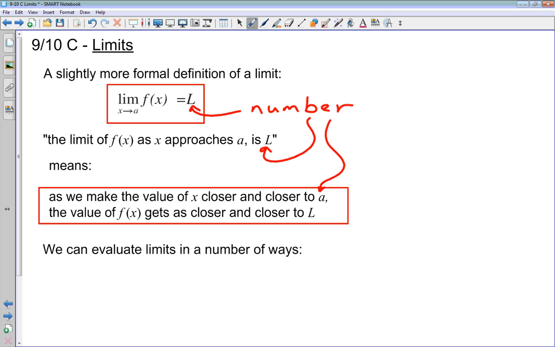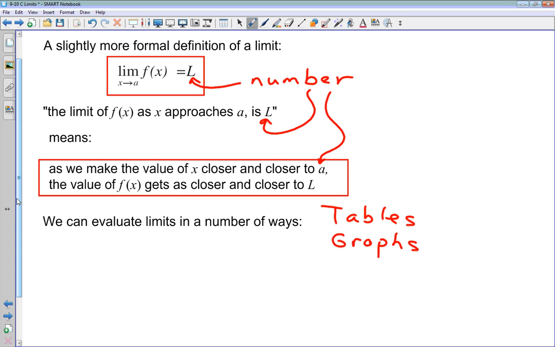And as we've already talked about, we can evaluate limits in a number of different ways. We are going to look specifically here at tables, and we're going to look at graphs, how we can interpret limits if we've got a graph of a function. And then eventually, the one that you're going to use most often is probably how you evaluate them algebraically. But again, that's for the next lesson, topic D.